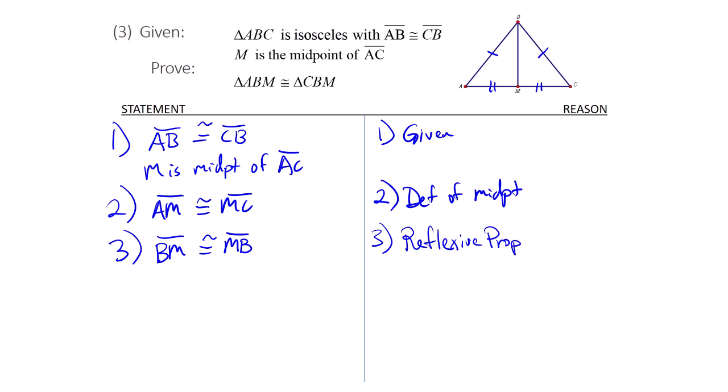So now we have side, side, side congruent with side, side, side. And so that means that those two triangles are congruent, right? So triangle ABM is congruent with triangle CBM by side, side, side theorem, or postulate, excuse me.